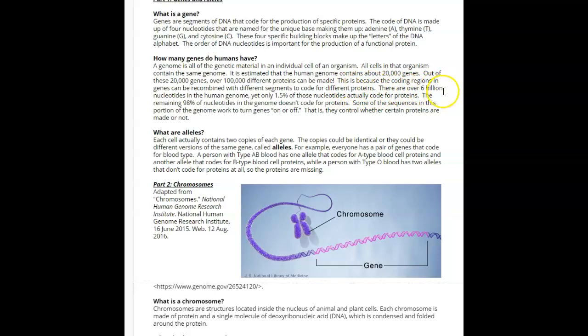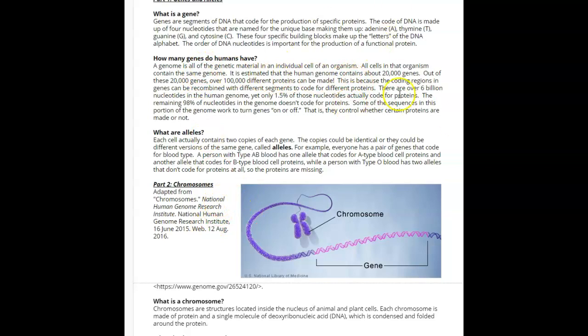There are over 6 billion nucleotides in the human genome, yet only 1.5% of those nucleotides actually code for proteins. The remaining 98% of nucleotides in the genome doesn't code for proteins. Some of the sequences in this portion of the genome work to turn genes on or off. That is, they control whether certain proteins are made or not.